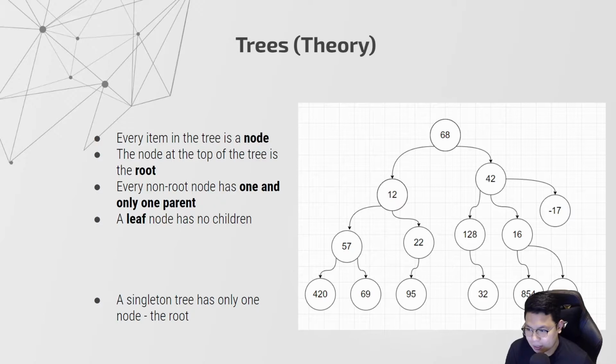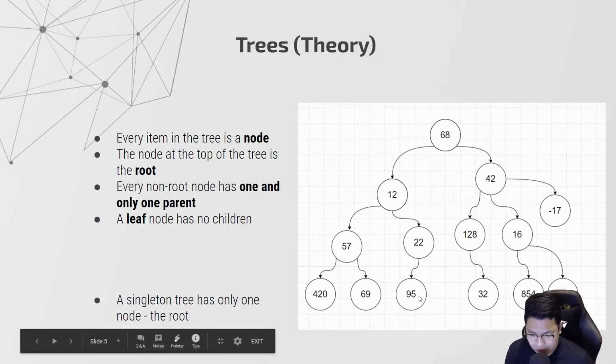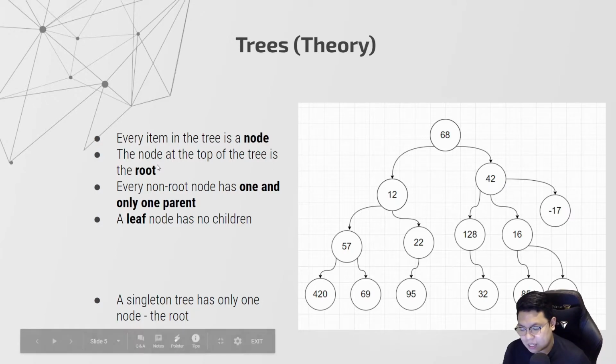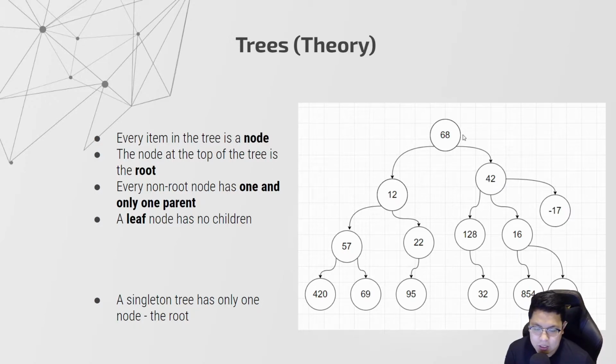So every item in the tree is a node. Every circle that you see here is a node. So 68 is a node, 95 is a node, 420 is a node. Each node contains a value, as you can see. The node at the top of the tree is the root, which is a very special node inside our tree. Here, 68 is our root. A root is a node that doesn't have a parent node.